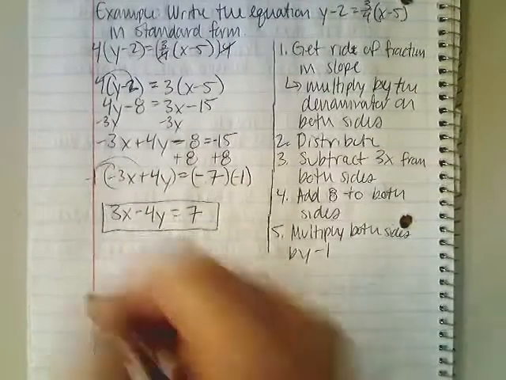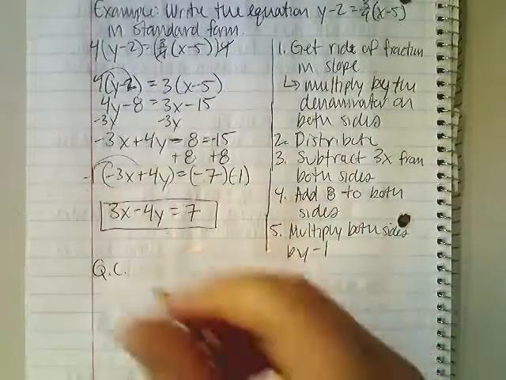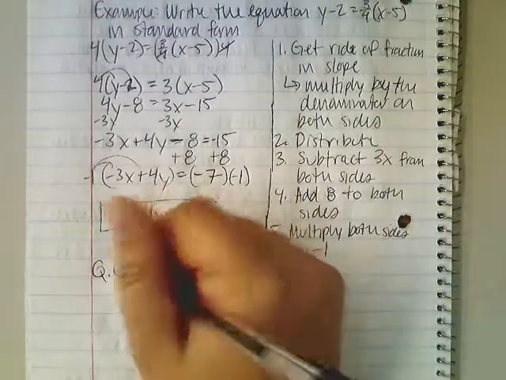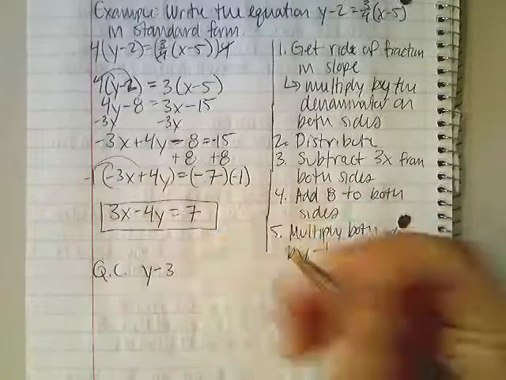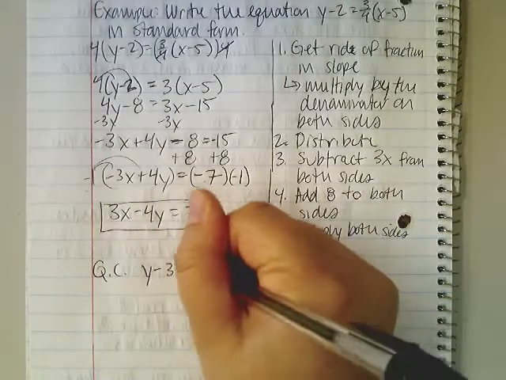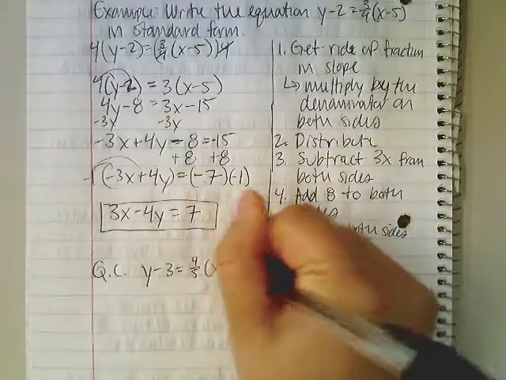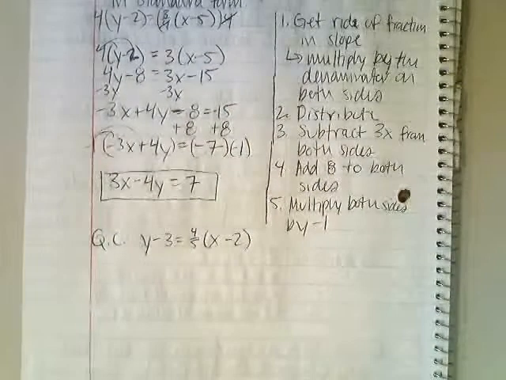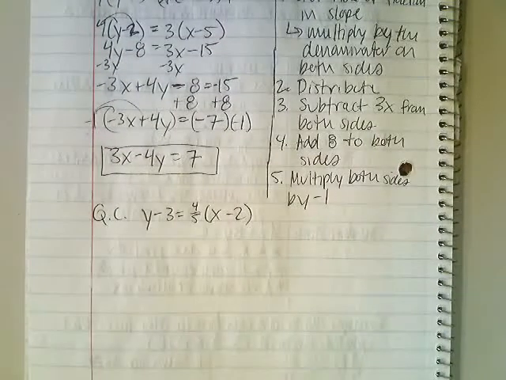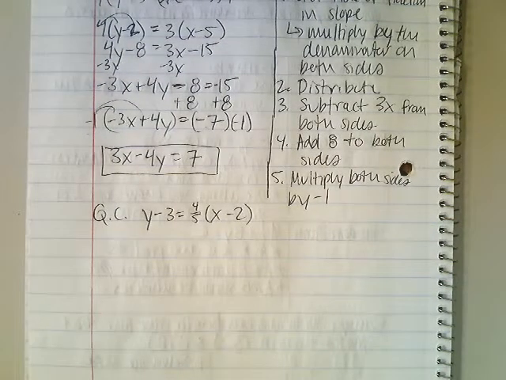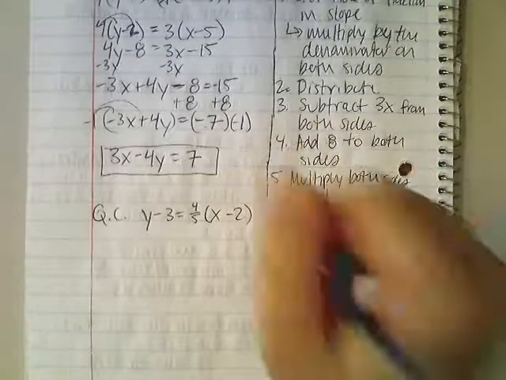So I know that's a lot of information, and I'm sure some of you are a little confused. So let's do a quick check together. I want you to do the same thing, rewrite this in standard form, but we're going to start with y minus 3 is equal to 4 over 5 times x minus 2. So go ahead and try that on your own, pause the video, give it a shot. I'm going to go over it now, so if you haven't finished, pause it.